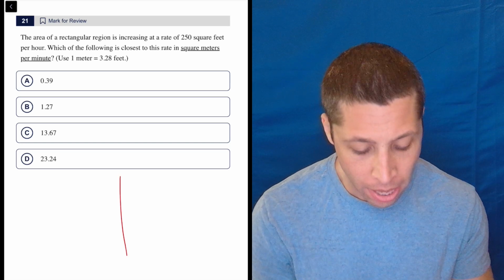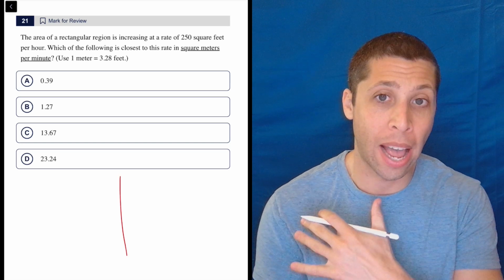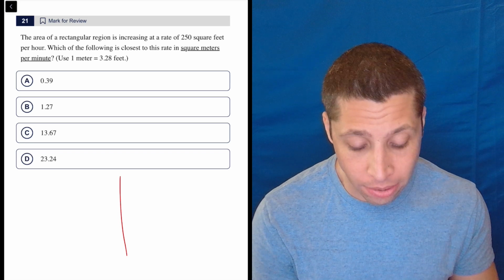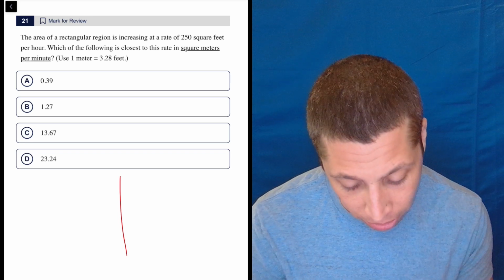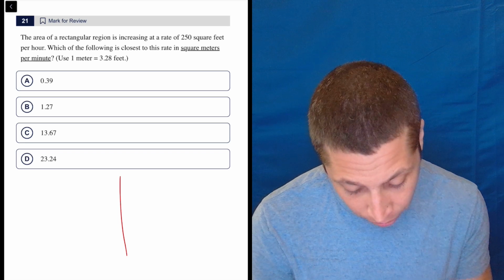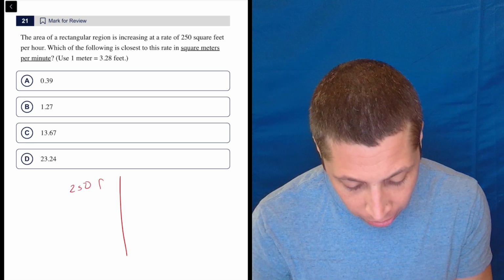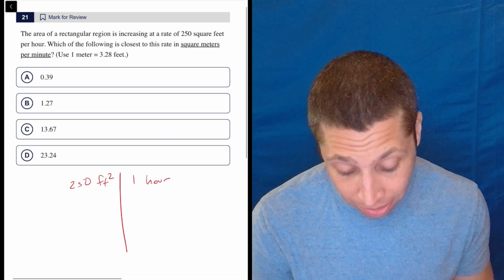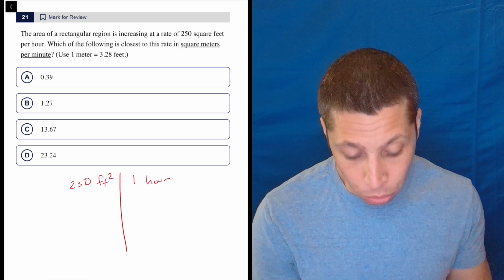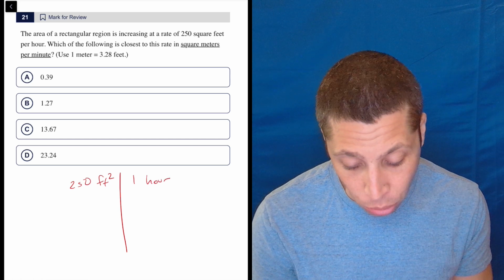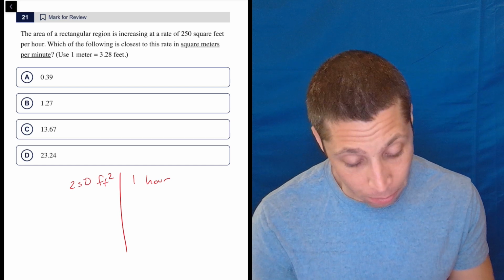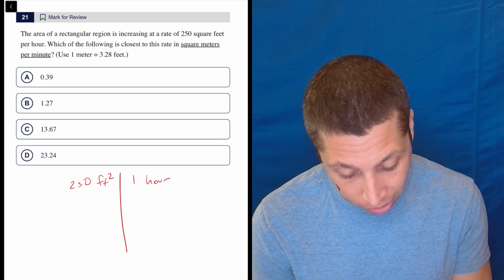So I would always start these the same way. I'm going to make a chart. With unit conversion, I have a whole lesson on this chart method. Basically, I want to have the same unit on both sides. So I'll show you here. Let's just start with any unit we get. So I see 250 square feet per hour. So that's a rate. Then I'm just going to try to work my way to the rate that I want, square meters per minute.